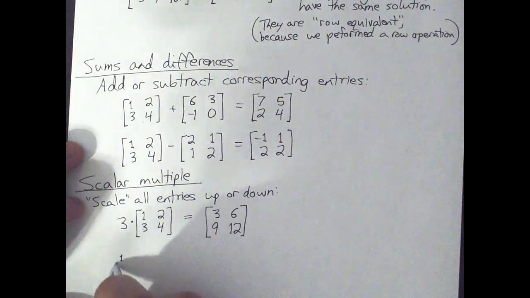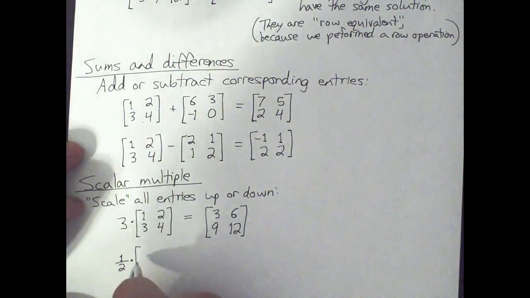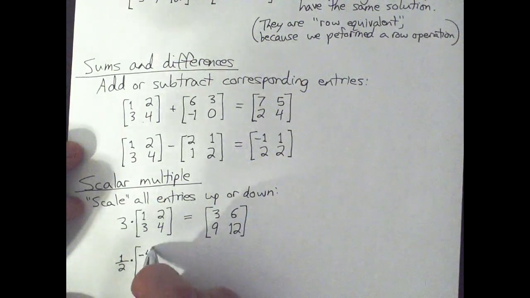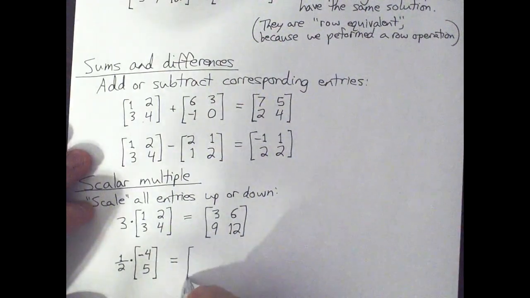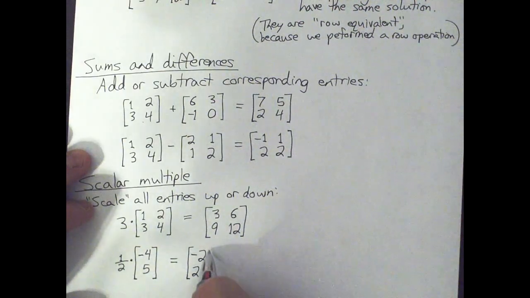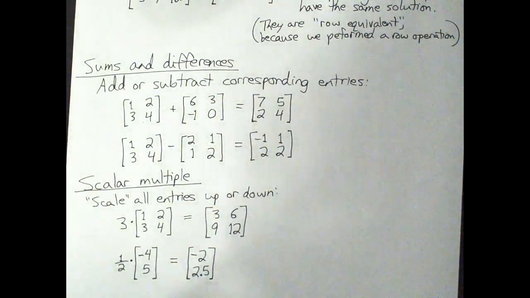Here's another one. So when would we scale down? We would scale down if it's something like this. So let's say 1/2 times this matrix, and this matrix happens to be a column vector. So if we wanted to scale it by a factor of 1/2, we just do 1/2 times each entry. 1/2 times -4 is -2, and 1/2 times 5 could be written as a decimal or a fraction. I chose to write it as a decimal. Each entry is now half of the original vector.